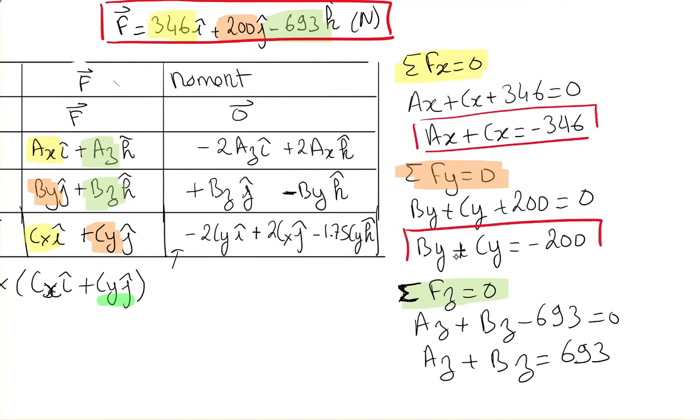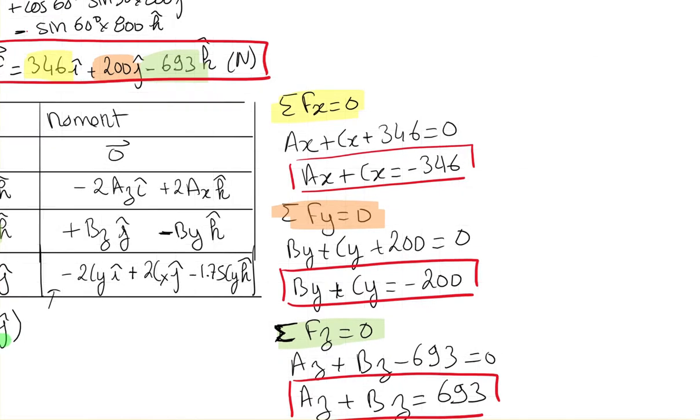Okay, so 1, 2, 3 equations. Now we need the equations of moment. So sum of the moment about O on x is equal to 0.